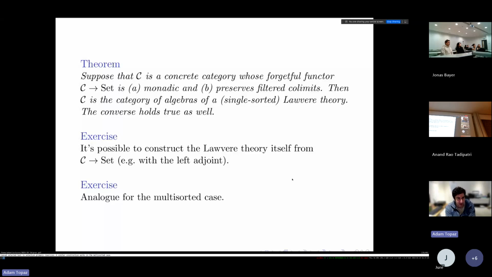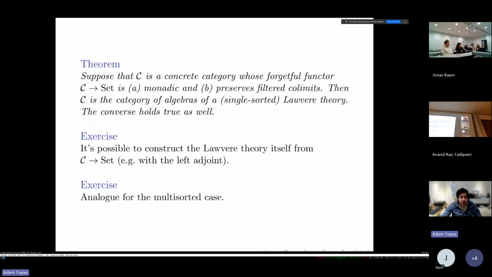And there's a theorem that underlies this. I don't actually know who to attribute this theorem to. I assume it's to Lawvere himself. But in any case, the theorem says that whenever you have a concrete category which satisfies some properties, which I can talk about more, but maybe it's not necessary, these properties being that the forgetful functor is monadic and it preserves certain kinds of colimits, then it turns out that C is indeed equivalent to the category of algebras of some Lawvere theory, at least a single sorted one. And the converse of this holds true as well.